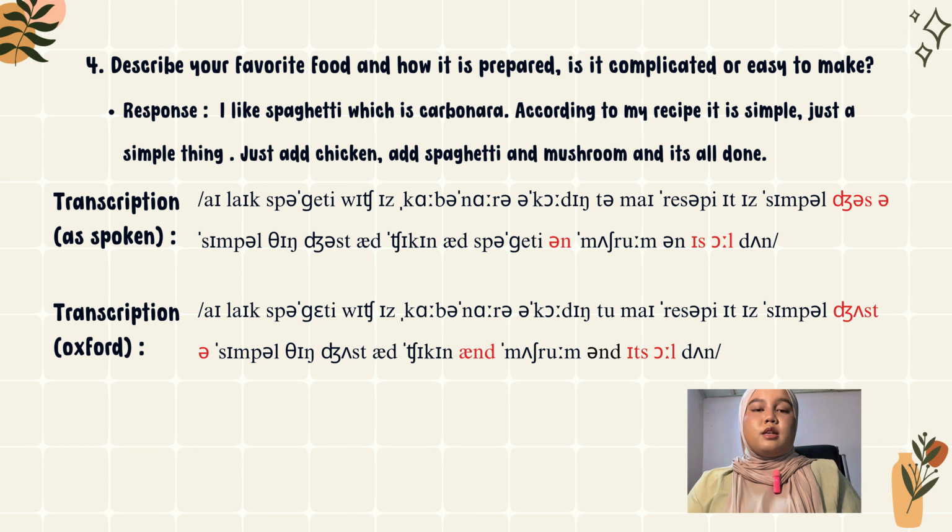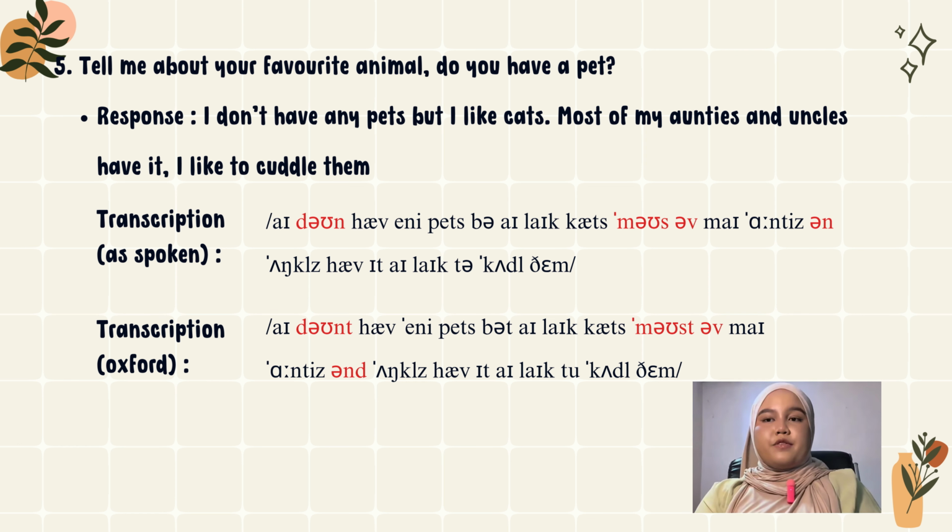And lastly, in the phrase "it's all done." Instead of pronouncing it clearly, the participant pronounced it reduced. This reflects how functional words are de-emphasized when a speaker is more focused on conveying the main content words. And for the last question, we asked the participants to tell us about their favorite animals and if they have a pet. And here is the answer.